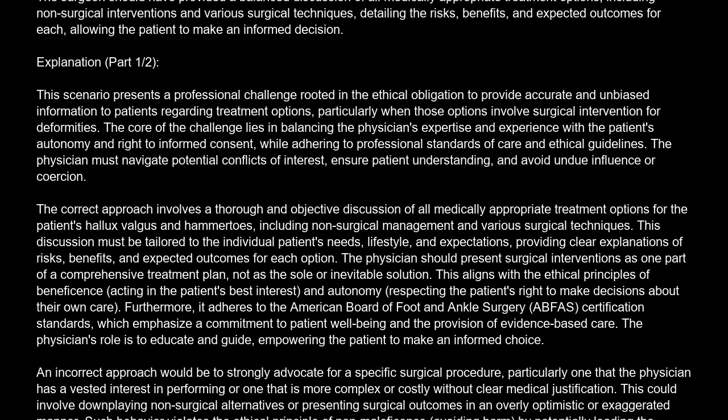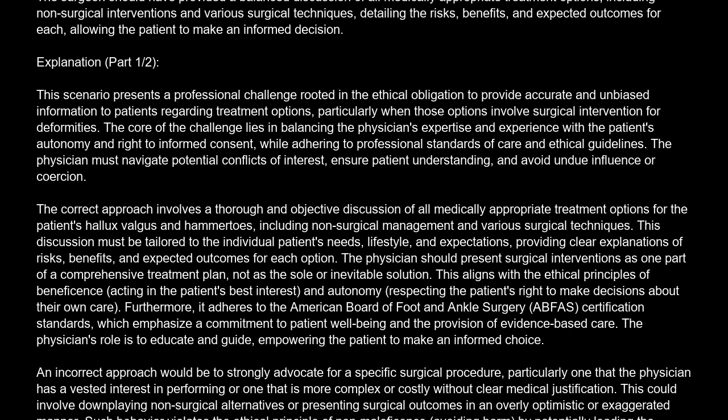The correct answer is C. The surgeon should have provided a balanced discussion of all medically appropriate treatment options, including non-surgical interventions and various surgical techniques, detailing the risks, benefits, and expected outcomes for each, allowing the patient to make an informed decision.